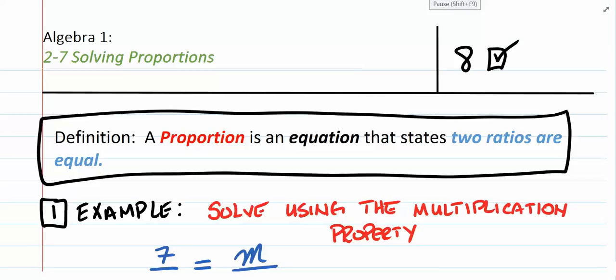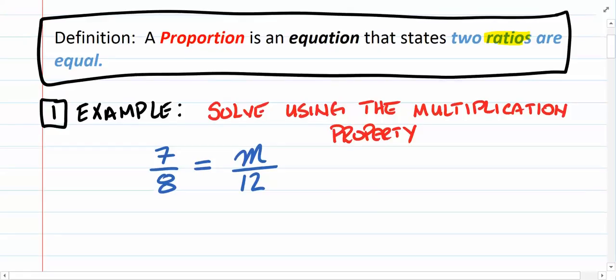Here is 2.7, solving proportions. There are 8 boxes. Let's start off with a definition. Something very important here: a proportion is an equation that states that two ratios are equal to each other. Here's an example of what we mean by a proportion.